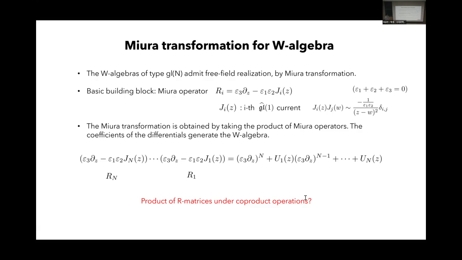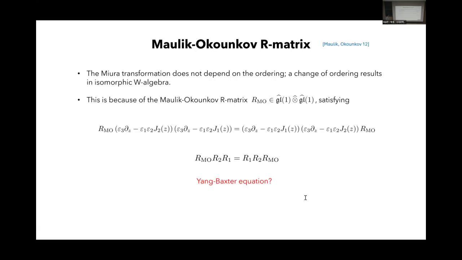The next clue is more explicit, I would say. There's something called the Maulik-Okounkov R-matrix. In the previous slide, I have given you a construction of the W algebra of type GL_N, and the ordering of the products of the Miura operators shouldn't matter to construct the W algebra. By which I mean, if I change the ordering of the Miura operators in the product, they should produce the isomorphic W_N algebra. And what does the job is what is called the Maulik-Okounkov R-matrix, which is valued in the tensor product of two copies of free bosons, GL1 hat.